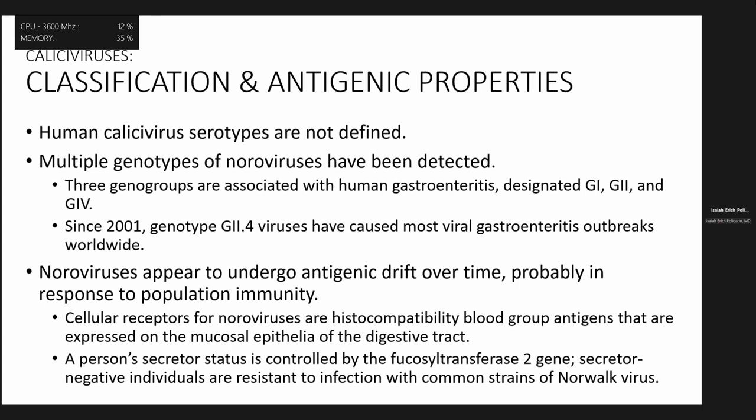Human calicivirus serotypes are not defined, and multiple genotypes of norovirus have been detected. There are three genogroups that are associated with human gastroenteritis, designated G1, G2, and G4. In 2001, genotype G2.4 viruses caused most viral gastroenteritis outbreaks worldwide, and noroviruses appear to undergo antigenic drift over time, probably in response to population immunity. Cellular receptors for noroviruses are histocompatibility blood group antigens that are expressed on the mucosal epithelia of the digestive tract. A person's secretor status is controlled by the fucosyltransferase 2 gene. Secretor negative individuals are resistant to infection with the common strains of the Norwalk virus.